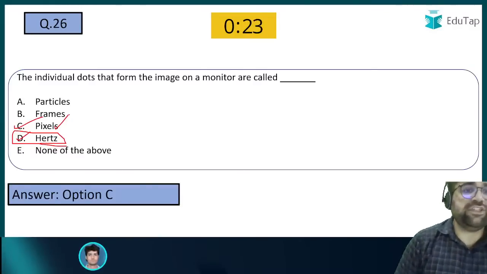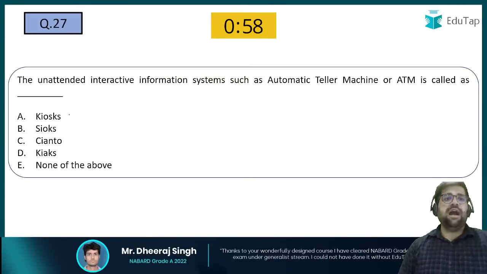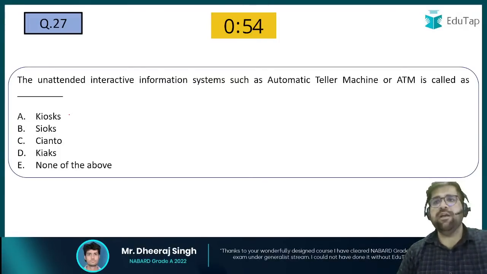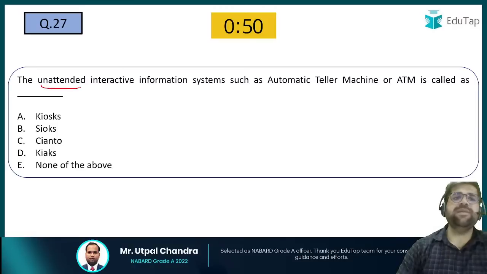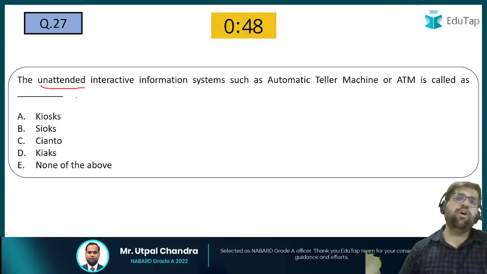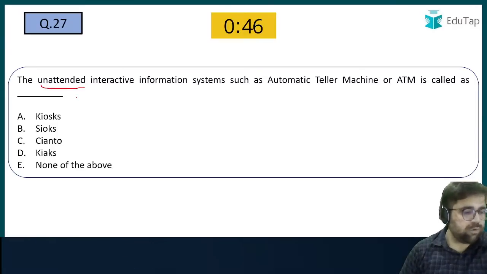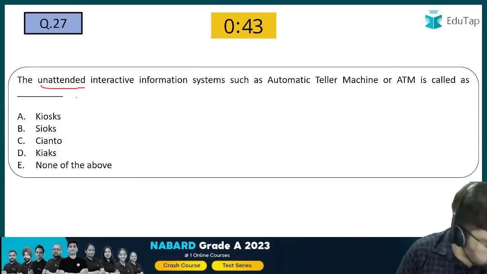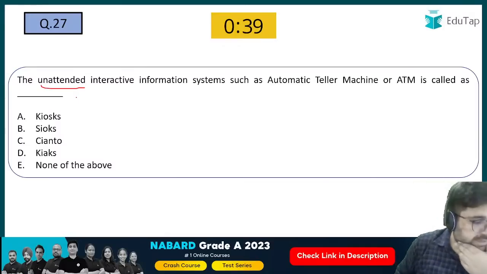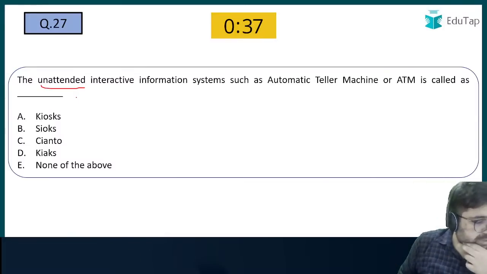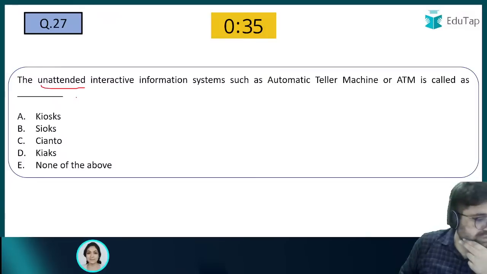Okay. Chaliye. Question number 27. Unattended interactive information system such as an ATM is called what? Unattended means that there is no person attending it. All you need to do is go and operate it. Manually operated user selection equipment. Yes, thank you, Jay Lakshmi.